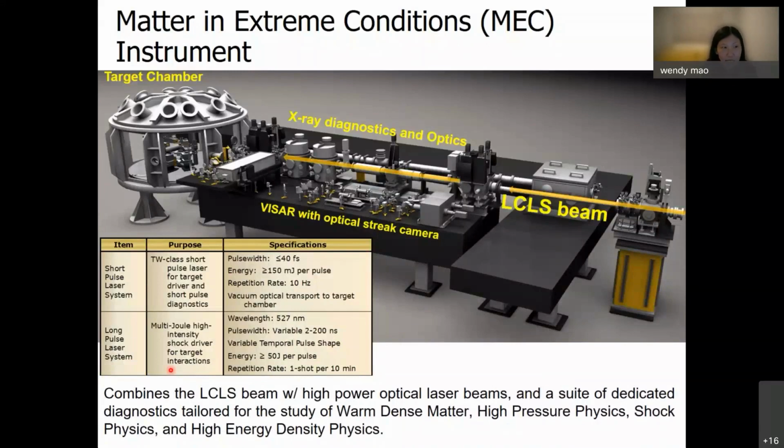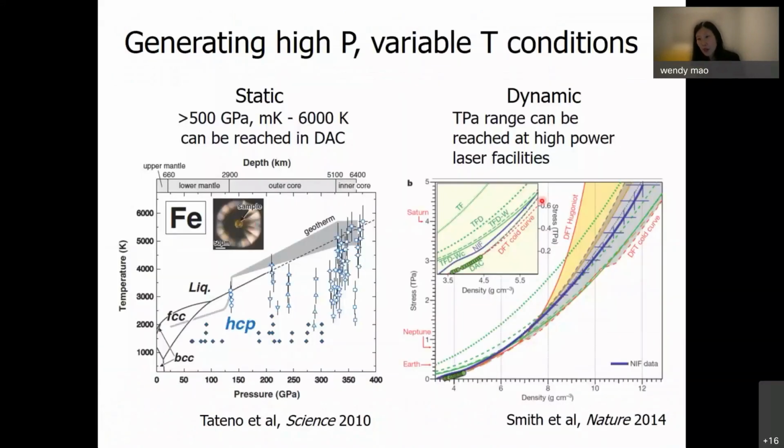I've already discussed static compression, and how we can go to very high pressures and variable temperatures in a diamond cell. But with dynamic compression, you can reach even higher pressures and temperatures, especially with these very high-powered lasers. But you are more limited in the available in-situ diagnostic probes. With X-FELs, though, there are increased opportunities for doing simultaneous X-ray and dynamic compression studies.